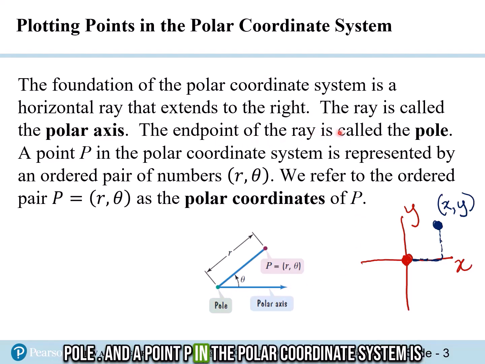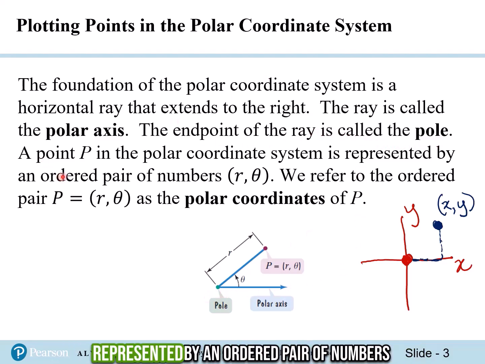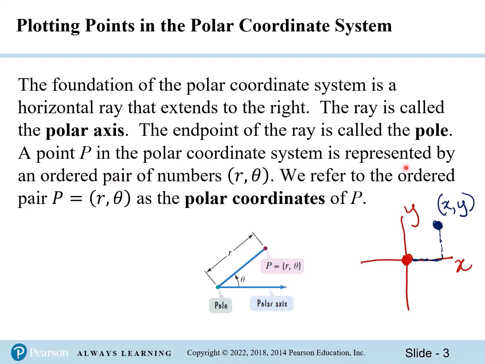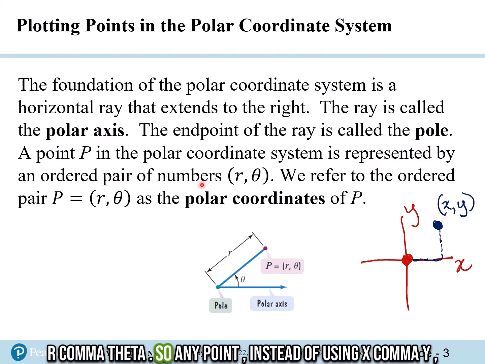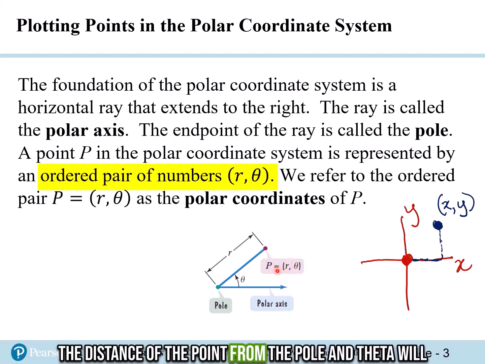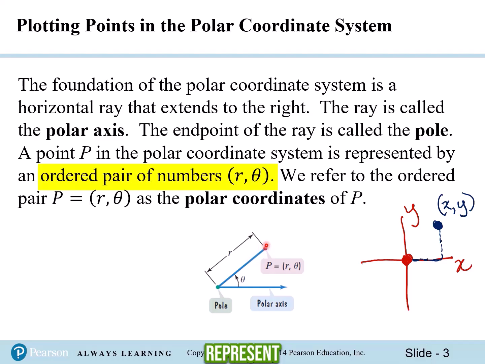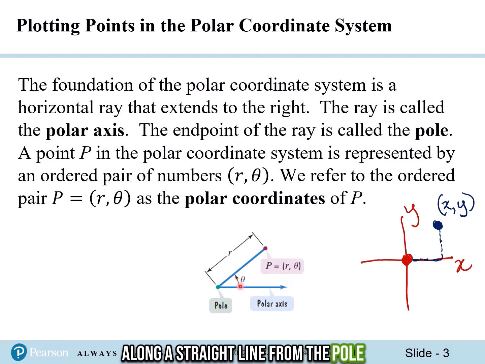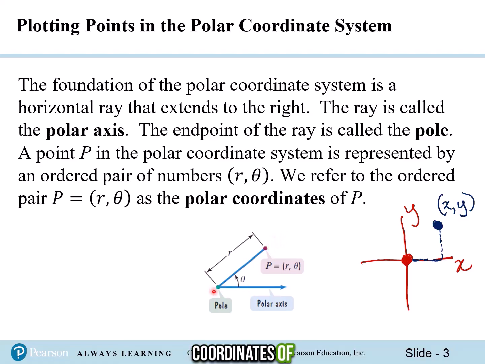A point P in the polar coordinate system is represented by an ordered pair of numbers (r, theta). So any point, instead of using (x, y), we will use (r, theta). r will represent the distance of the point from the pole, and theta will represent the angle it makes along a straight line from the pole to that point with the polar axis. One of the coordinates of a point on the polar system will be an angle measure, right?